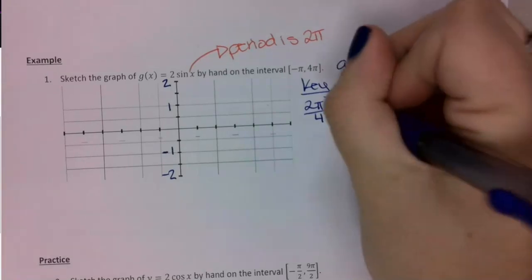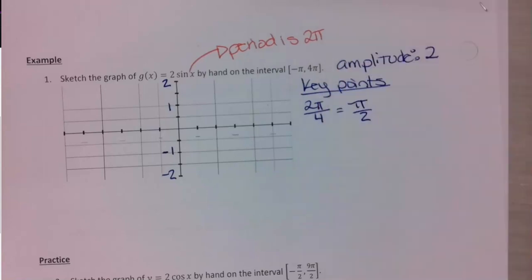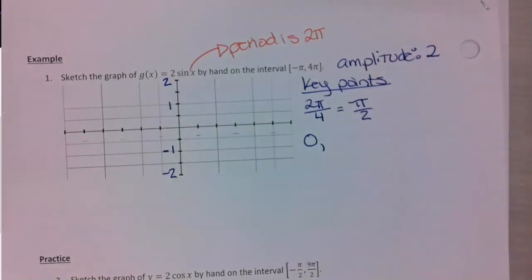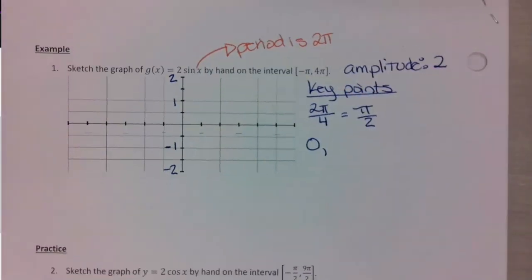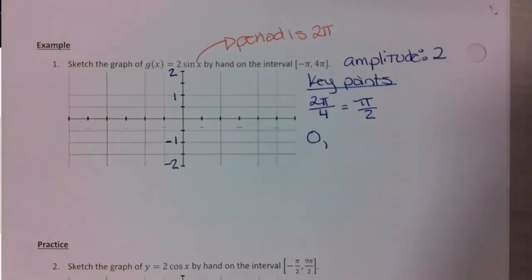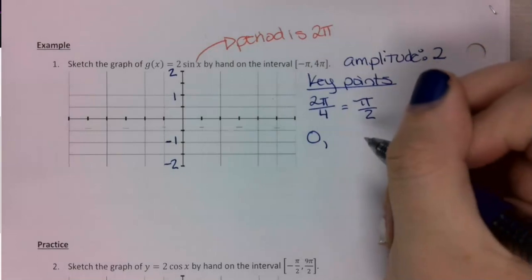So what is 2 pi divided by 4? Pi over 2. So the way I get my key points is I start at 0, unless I have a translation, which I don't on this one. And then I'm going to keep adding pi halves until I have 5 points. So 0. What's the next one?